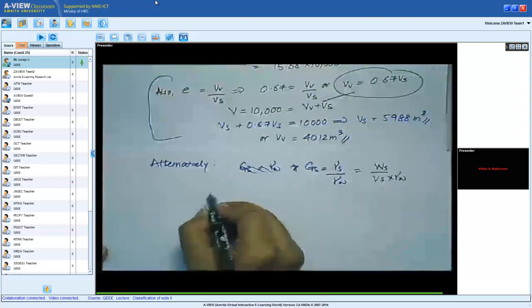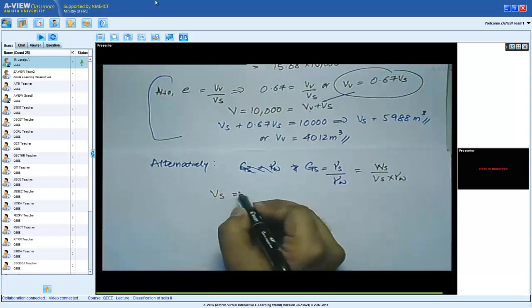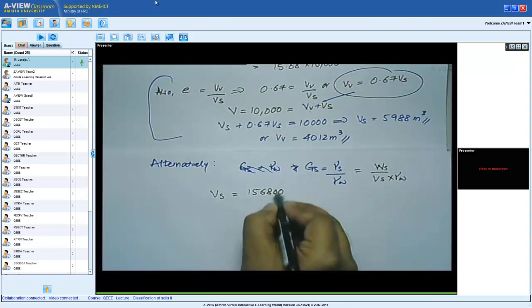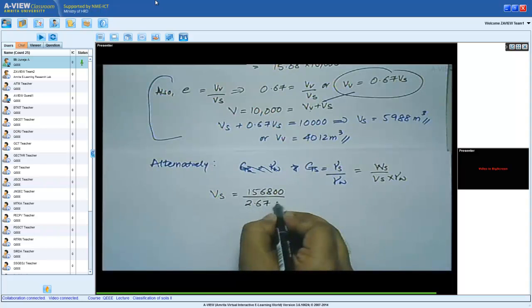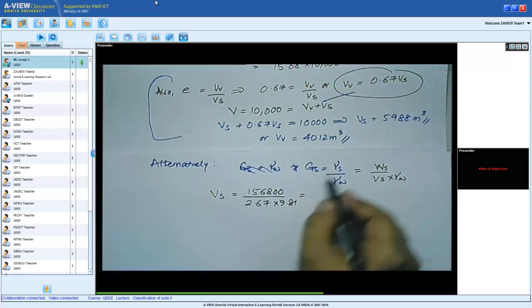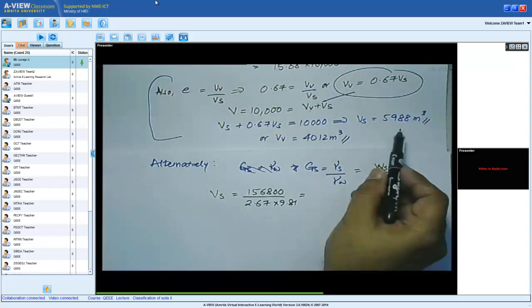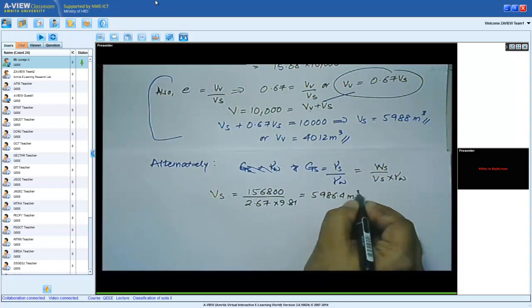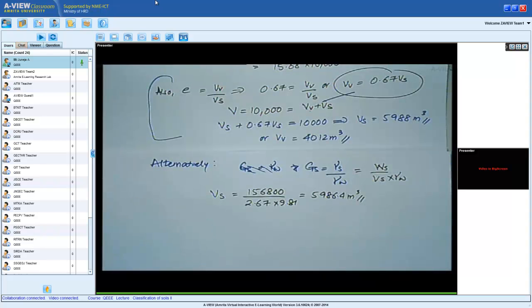So can I say volume of solids equals 156800, that's the weight of solids, divided by 2.67 specific gravity times 9.81. You plug in this, you should get a similar number, 5988. I think it's just 5986.4. The difference is because of the rounding off error, but it doesn't matter. It's just rounding off.